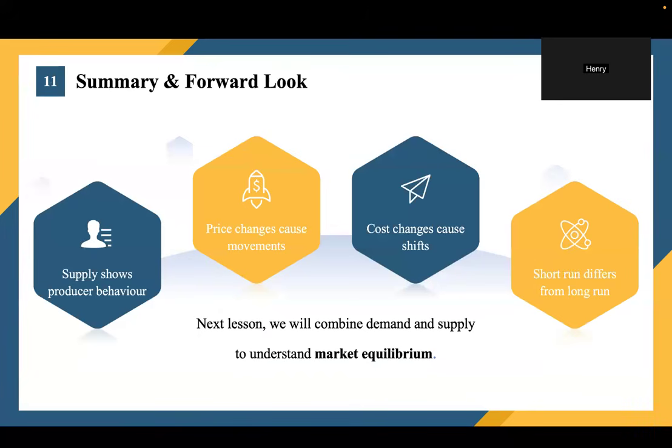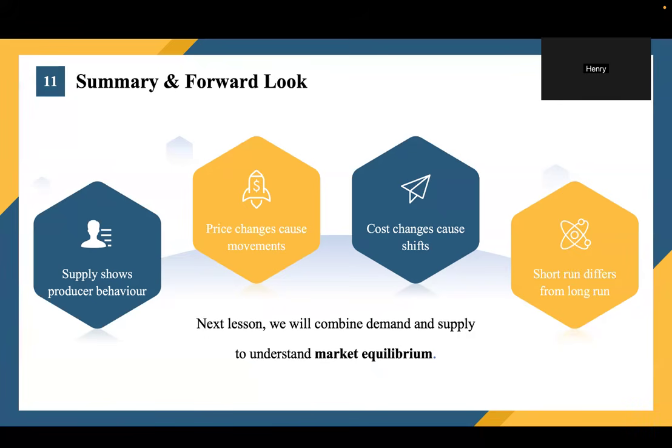Now let's summarize. Supply shows producer behavior. The law of supply states that price and quantity supplied are positively related. Price changes cause movements along the curve. Non-price factors cause shifts of the curve. And importantly, supply differs between the short run and the long run. The key takeaway is this: firms respond to incentives.